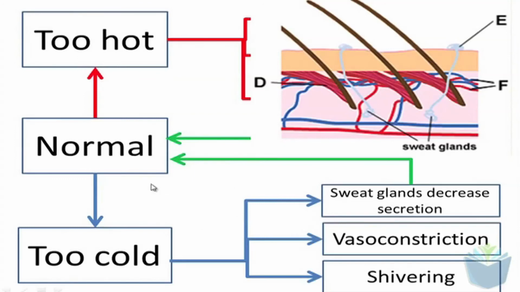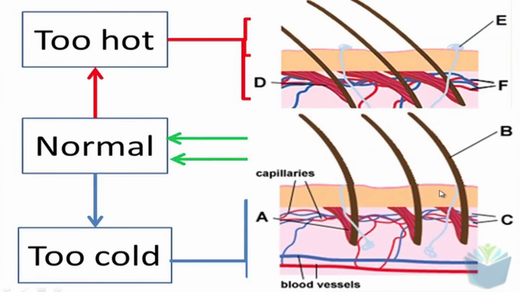When you get too cold, receptors within the skin and also within the blood once again detect that change, send the information to the hypothalamus, which sends information through the effectors to bring about changes as well. These changes are decreased sweat production, vasoconstriction, and also shivering as well. So if we have a closer look, you can see that if we start off with A, these erector pili muscles, they contract, thereby lifting the hairs on your skin, and therefore it traps air in between them.